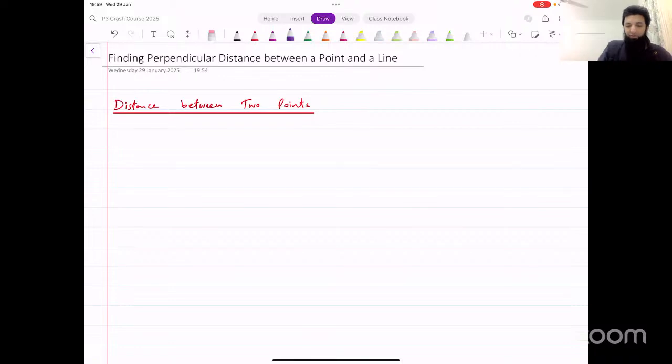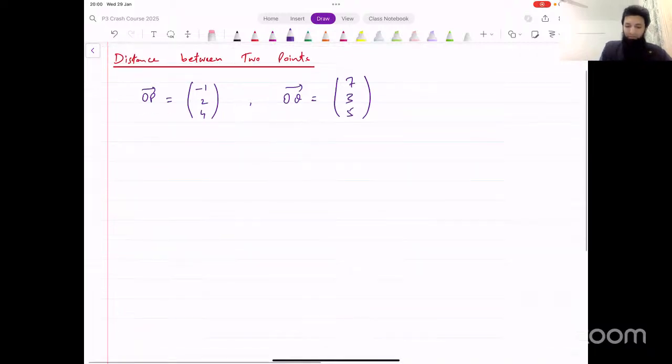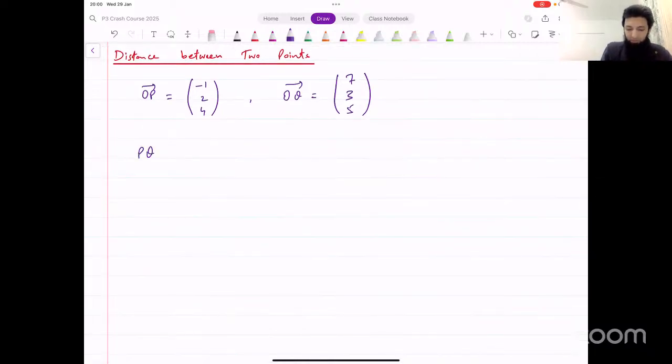Let's say we have 2 points and we have their position vectors. There's a point OP that has position vector, let's say -1, 2, and 4. There's another point OQ. That point has position vector 7, 3, 5. These are 2 points that we have. What we want to do is find the distance between these 2 points, P and Q. How can we do that? We can find the vector PQ, right? What is that going to be? OQ minus OP. Position vector of the second point minus the position vector of the first point. That's how we find the vector PQ.